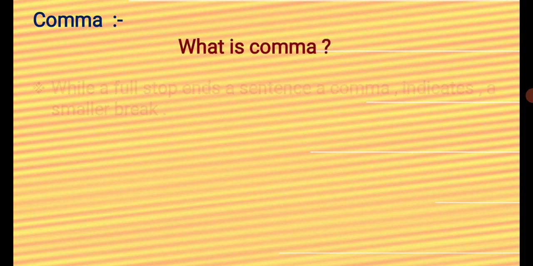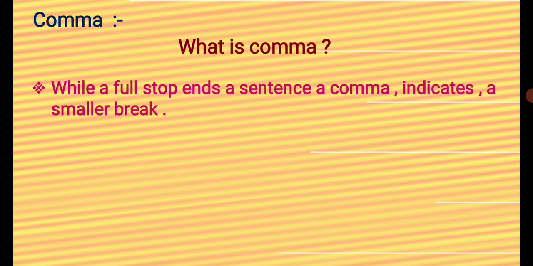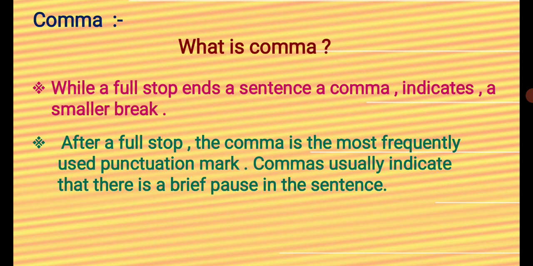So let's start. Our today's topic is comma. What is a comma? Let's see. While a full stop ends a sentence, a comma indicates a smaller break. It means that if we use the full stop, we understand that the sentence is completed, right? But while using a comma, we have to take a little rest, a little pause, a smaller break. It is called the smaller break. After that we will continue our sentence.